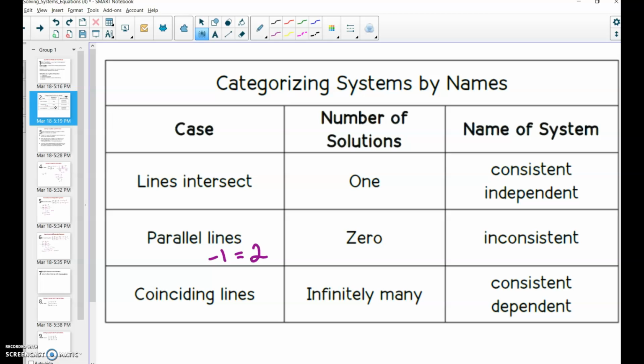Okay, if you go back to this chart here, you'll see the name of the system of equations. So you can look there as well to see how you can classify them.